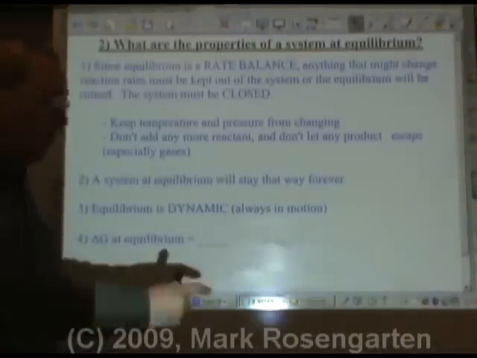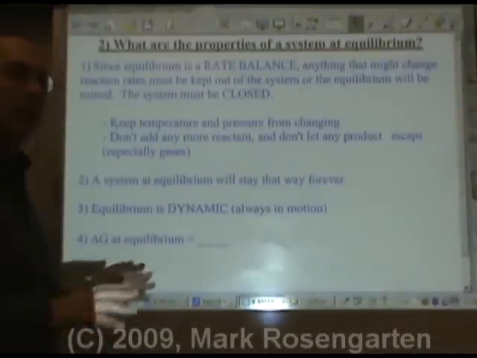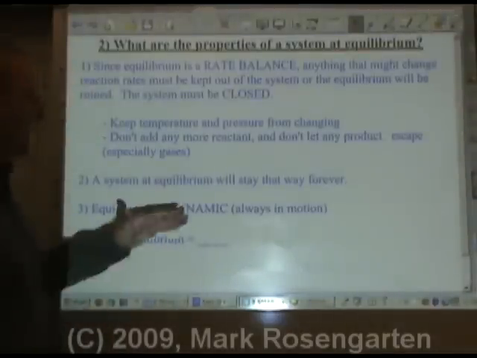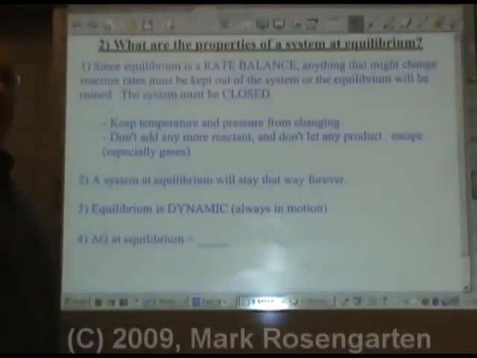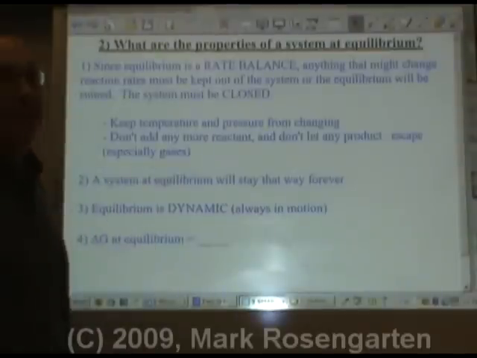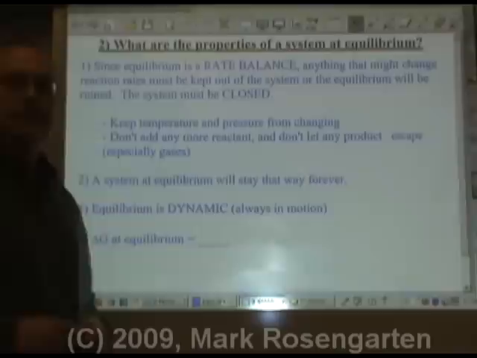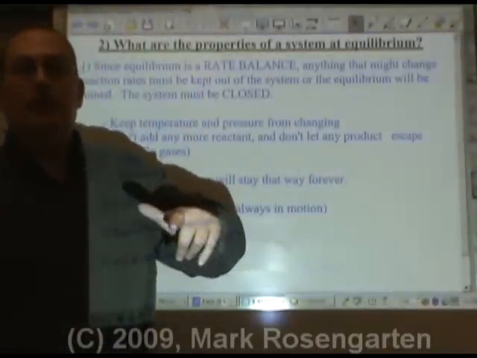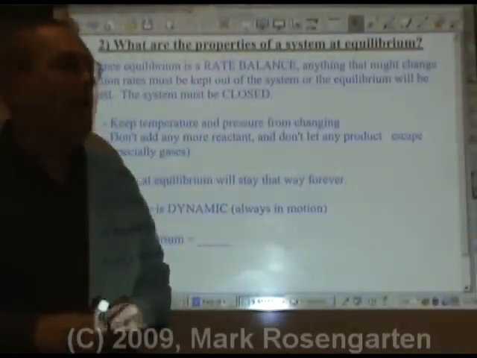Now, it may not look like anything is happening, but when you're walking forward and the treadmill is going backwards, you're moving, it's moving. Even though it doesn't look like anybody's going anywhere, it's always in motion. It's dynamic. As soon as you stop moving, that treadmill is going to throw you off the back end of it. So you got to keep moving. You got to be dynamic. And a system at equilibrium will stay at equilibrium forever unless you do something to mess it up.